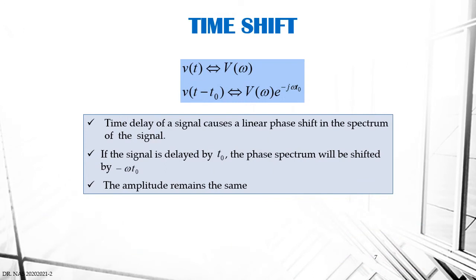Let's look at the next property, time shift. If you recall, when there's an operation inside the bracket in the time domain, it is a time-based operation. If you have time shifting in the time domain, the signal will be multiplied with an exponential function in the frequency domain. So a time delay, or time shift, in the time domain causes a linear phase shift in the frequency domain. However, the amplitude remains the same. If the amplitude is 1, the amplitude here is also 1.